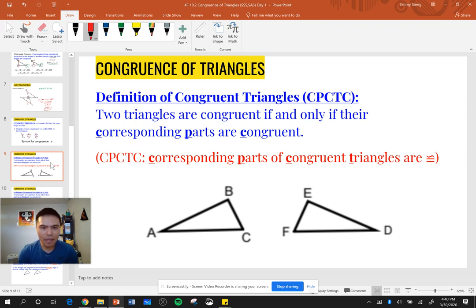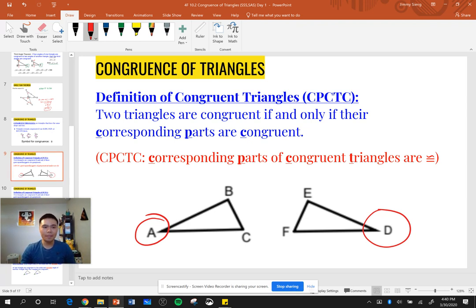Same thing with polygons. We're going to state the definition of congruent triangles. Two triangles are congruent if and only if their corresponding parts are congruent. So in this case, we could say angle A and angle D. The two triangles are congruent if and only if those parts are congruent as well, okay? So if angle A is congruent to angle D, and angle B is congruent to angle E, same thing with C and F, then we're good, right?